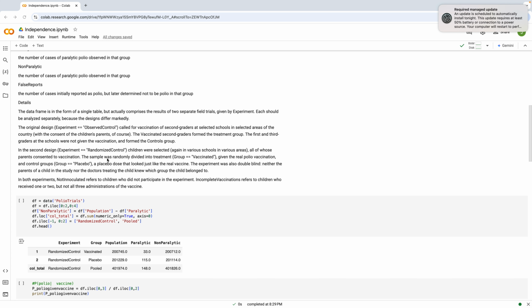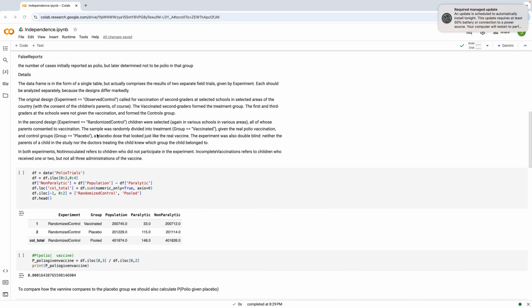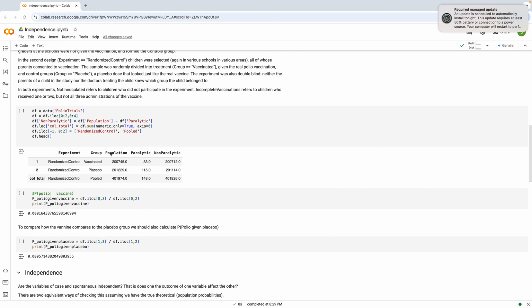As I talked about previously, this data set has two data collections that were done. One of them was a randomized control, and the other one was an observed control. The data that we're going to be talking about today lives right here, and we're going to focus on the randomized control experiment in which people were assigned to the vaccinated group or to the placebo group. Okay, and you can see the data down here.